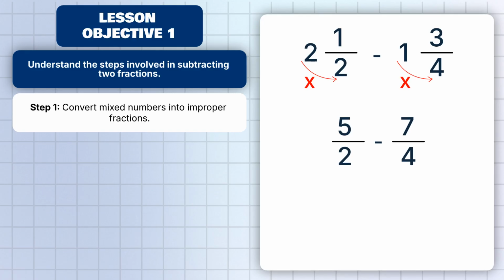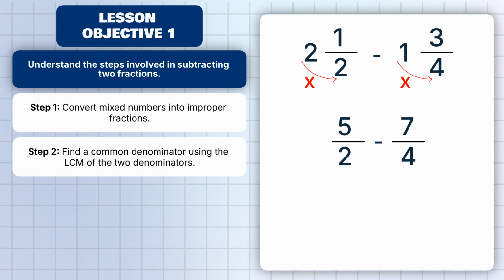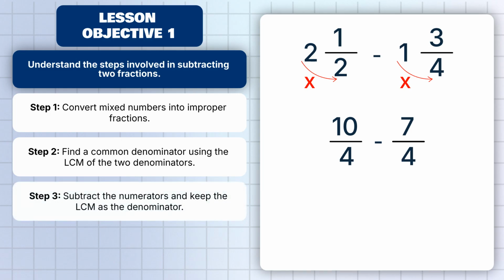Now we can continue with the method we have already used by making the denominators the same. The lowest common multiple of 2 and 4 is 4, and therefore we just need to multiply 5/2 by 2/2. This gives us 10/4 minus 7/4. Step 3. Subtract the numerators and keep the common denominator the same. 10 minus 7 equals 3, and therefore 2 1/2 minus 1 and 3/4 equals 3/4.